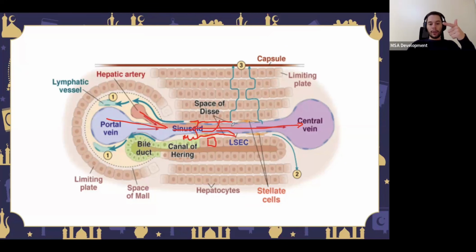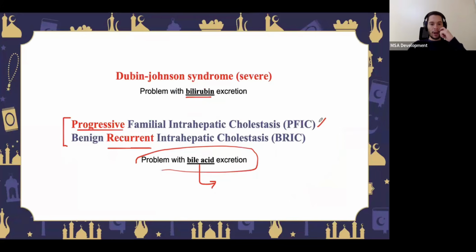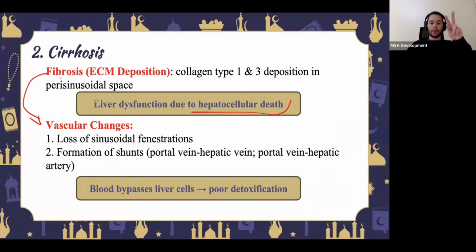Secondly, this is also referred to as a portal hepatic vein shunt. Because of the fibrosis, instead of the normal pathway of the metabolites going in and getting metabolized by the hepatocyte, they shunt directly into your hepatic vein and to your systemic venous system. Okay? All right. Well, those are the two reasons why there is liver dysfunction. One, because of hepatocellular death. Two, because blood bypasses liver cells and there is poor detoxification. We're going to talk about the complications of poor detoxification later, inshallah.